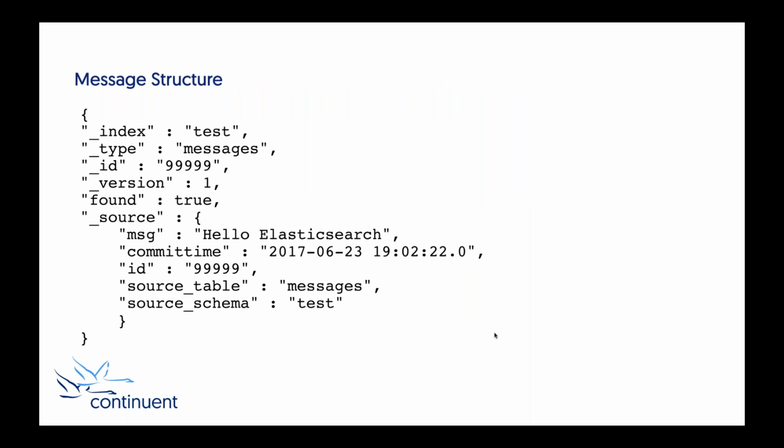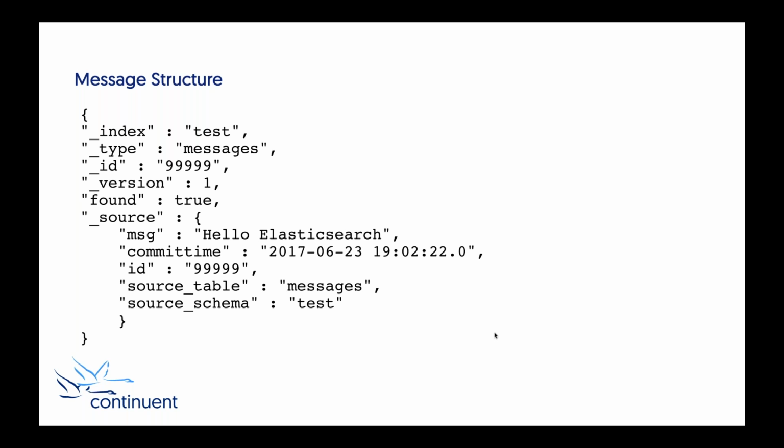Now, if we have a look at a sample JSON document, you can see the information at the top. This is what you get back when you make a REST API call to pull out a single individual record from Elastic. I've just inserted a very, very simple piece of information here, and that's the content in the underscore source section of the JSON document. You can see that there are two fields, ID and message, which are the original source information, and then you have commit time, source table, and source schema, which are the custom metadata that we add in. The rest of the information is what's returned by Elastic.